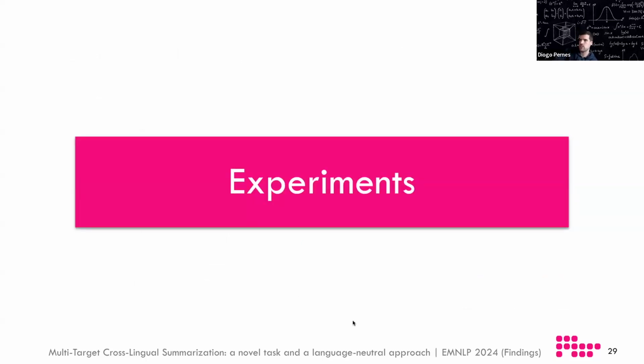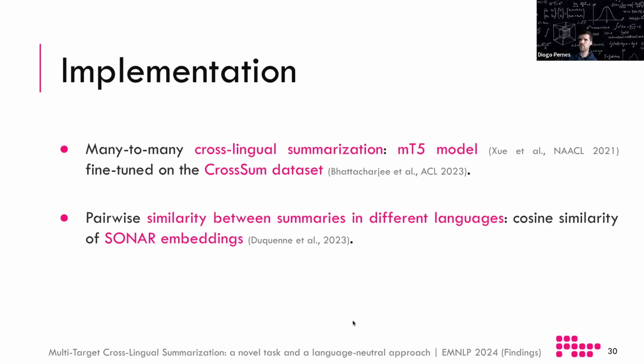So in terms of the methodology, that's basically it. Now let's see how we implemented this in practice. For the many-to-many cross-lingual summarization, we used an MT5 model. In this case, it was an MT5 model that was fine-tuned on a cross-lingual summarization dataset. We also experimented with just prompting an LLM, but our best performing solution was with this model that was fine-tuned on a cross-lingual summarization dataset.